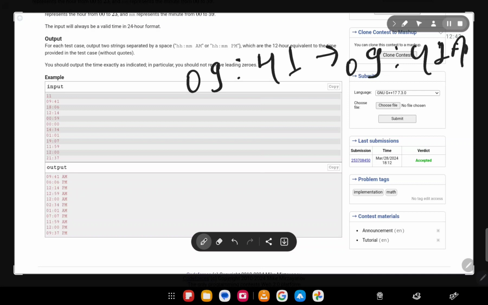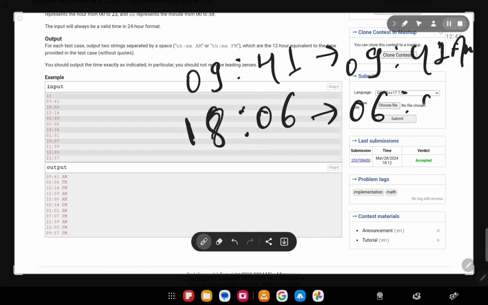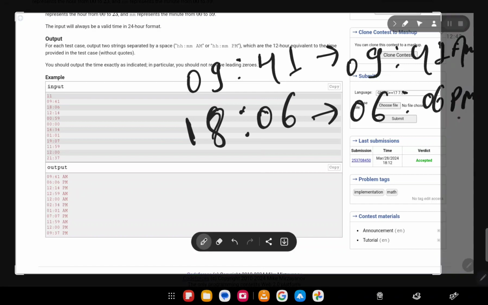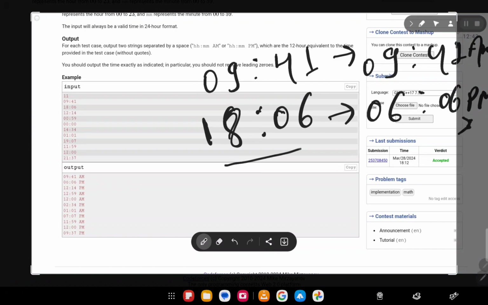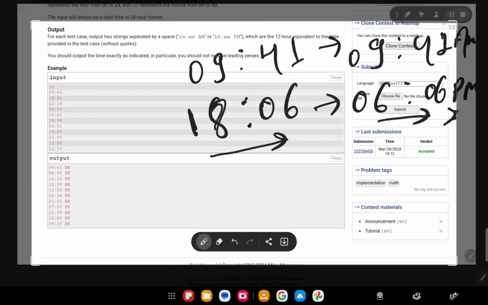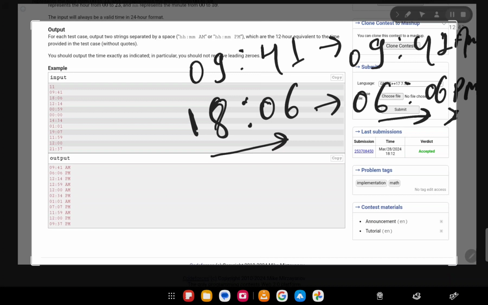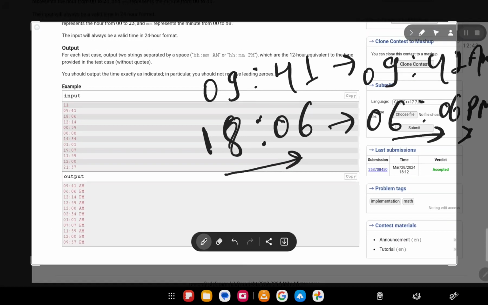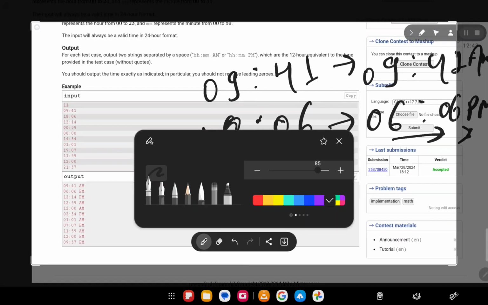This is AM. Okay, so next 18:06 is given to you. So how will you print? It is basically 6:06, and it is greater than 12, so you have to print PM in this case. So you have to convert this 24-hour format into 12-hour format, and you have to do this thing only. So nothing extra you have to do in this case also.